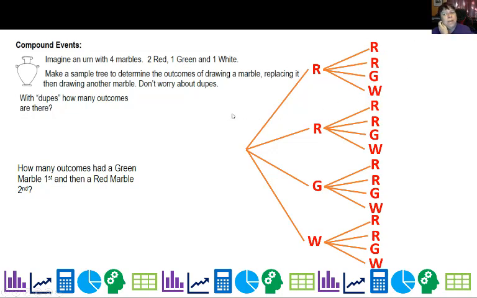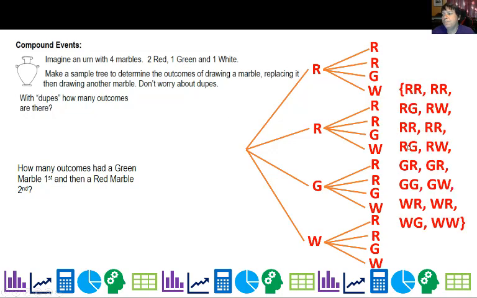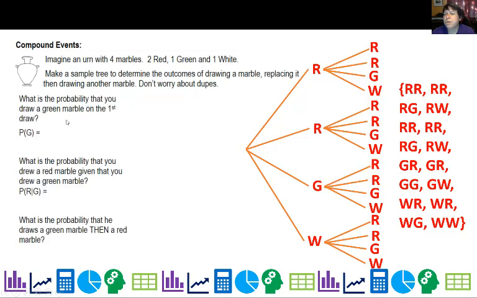So with dupes, how many outcomes are there? Well, they're really all of these. There's 16. So you have red, red, that's that one. Red, red, that's that one. Red, green, red, white, etc. So we have 16 outcomes. How many outcomes had a green marble first and then a red marble? Well, we can see that there were two, all right? Two outcomes. So what is the probability you draw a green marble on the first draw? Well, it's just going to be this one right here, which is 1 out of 4, all right?